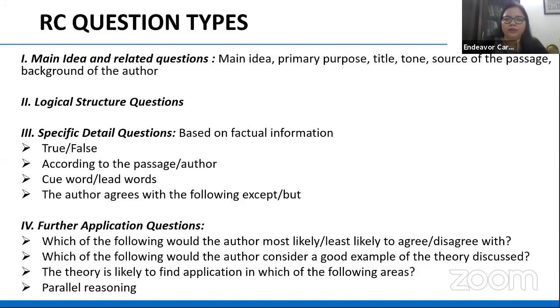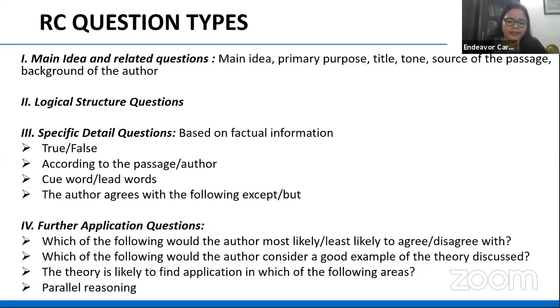So specific detailed questions, yes, one big chunk of questions that you can have. But as I told you, according to the author, or the author agrees with the following except, you have these except questions that have been appearing in CAT over the last several years. Very challenging, because they are not necessarily direct. They also involve inferences very often.